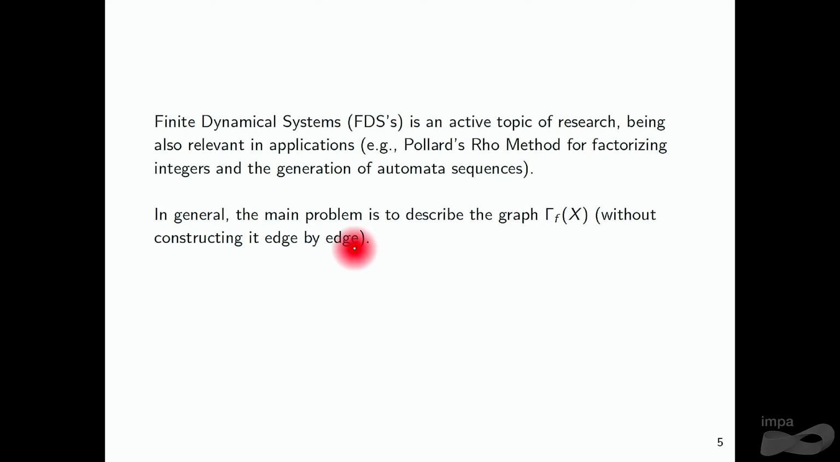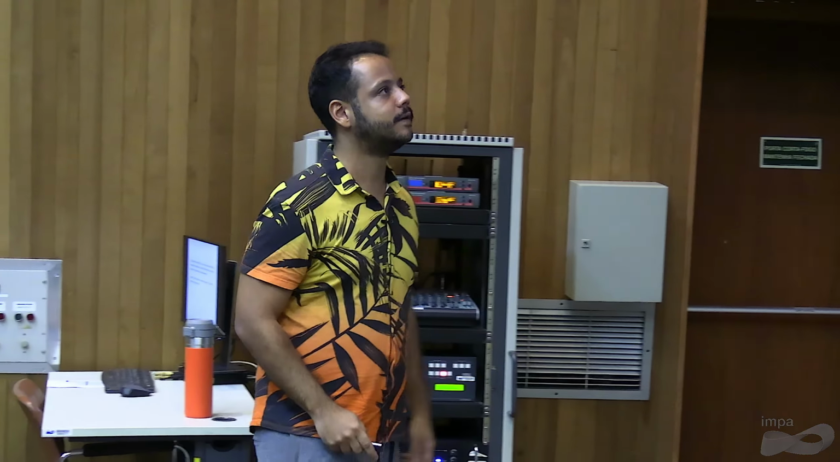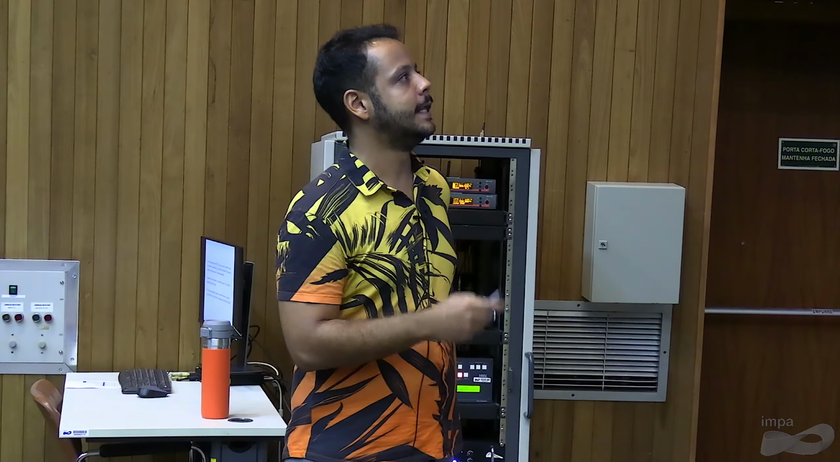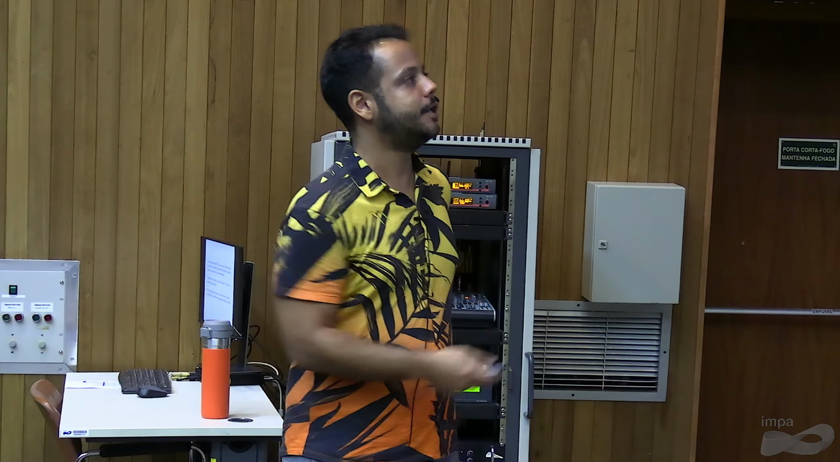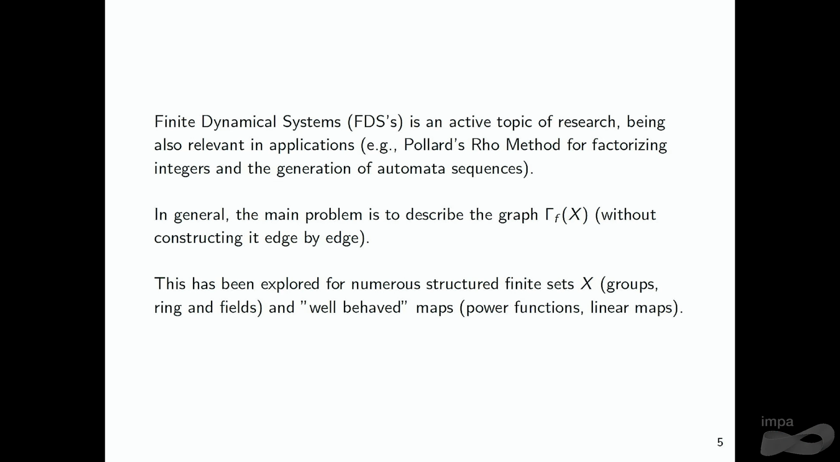And the main problem, of course, is to describe the graph, right? So if I give you the function and the set, I want to describe the graph. Of course, without going through edge by edge, right? So I want to see just a picture without building the entire graph. And here I'll just comment on some past work. This is in general a hard problem because essentially a very generic digraph can be the graph of a function over a set, right?